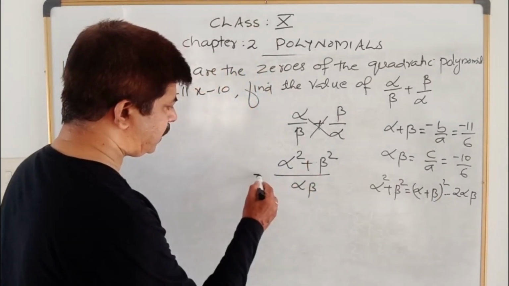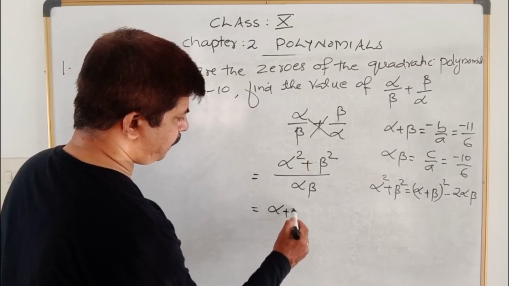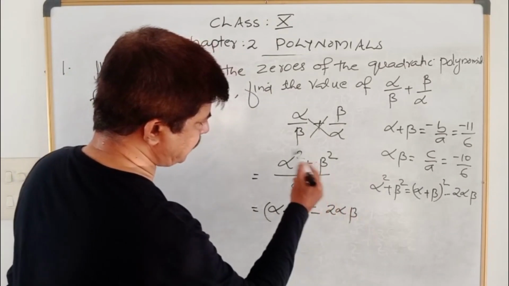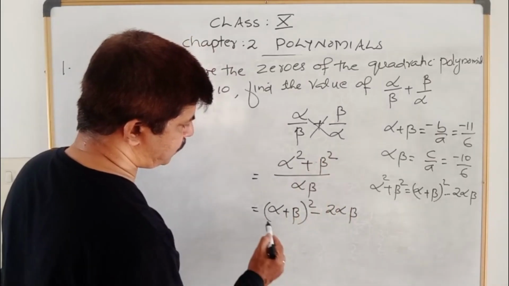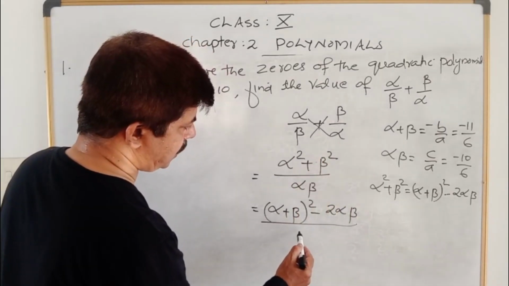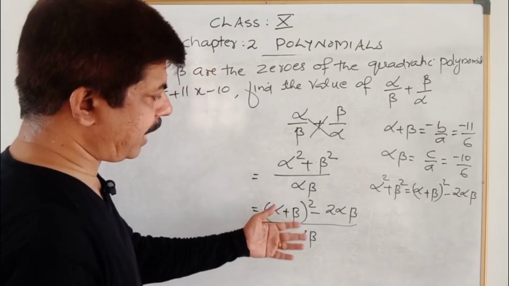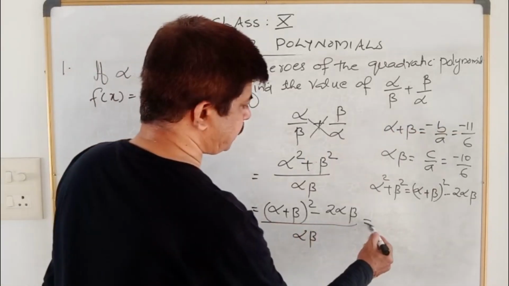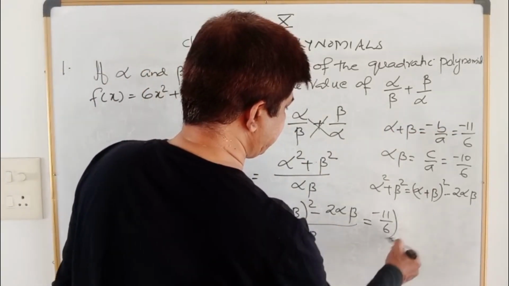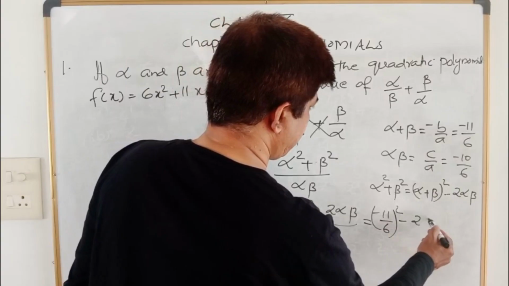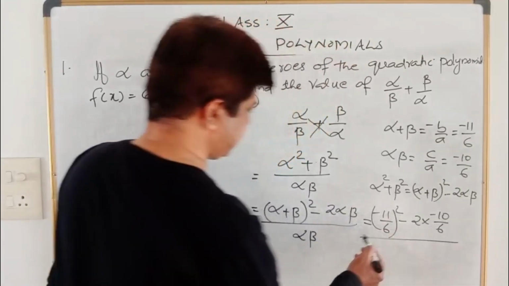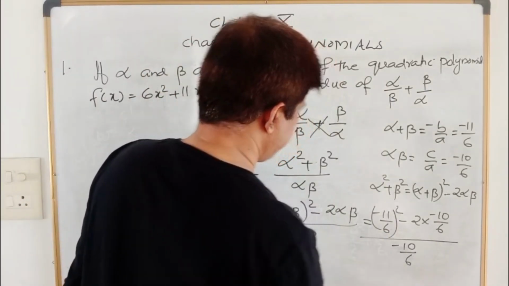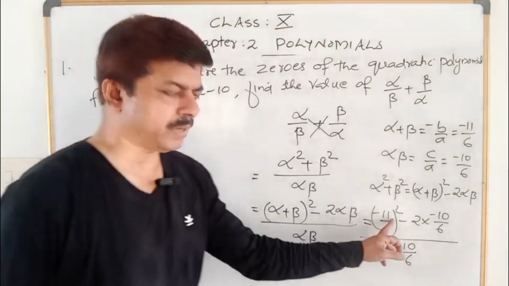We will be substituting in the numerator: alpha plus beta whole square minus 2 alpha beta. We already got alpha plus beta and alpha beta. We substitute alpha plus beta by negative 11 by 6, and alpha beta by negative 10 by 6. What is alpha beta? Negative 10 by 6. So we have to do the squaring.